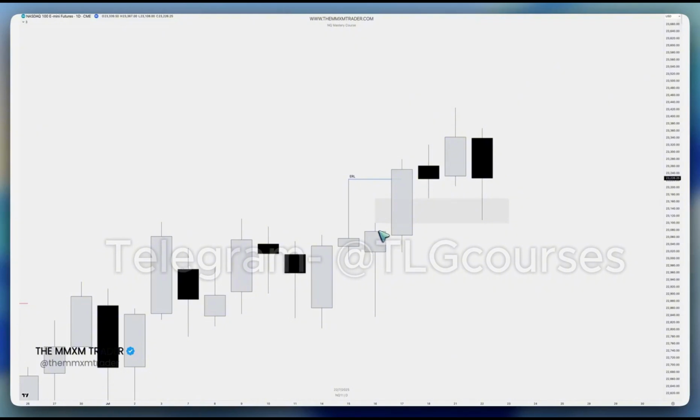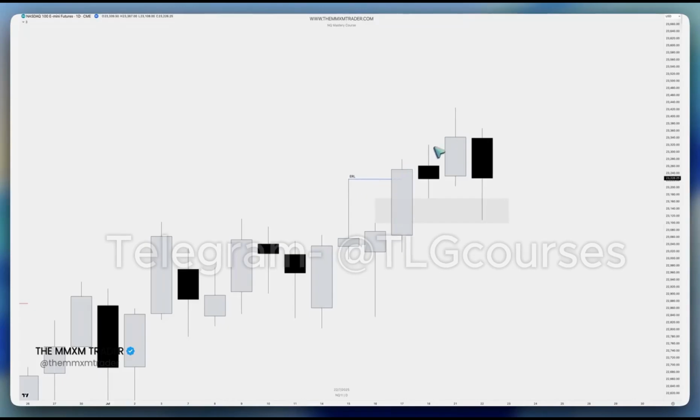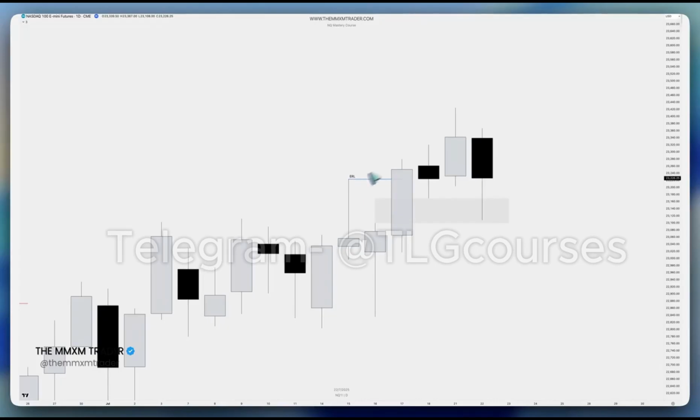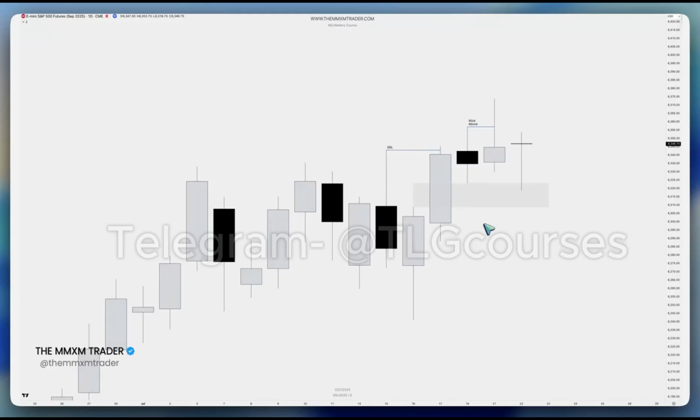Okay, now let's look at this here. External range liquidity is taken here. We have three drives higher, so logically it should trade back from external to internal range liquidity here. So we're going to look at the bullish move down into the fair value gap.